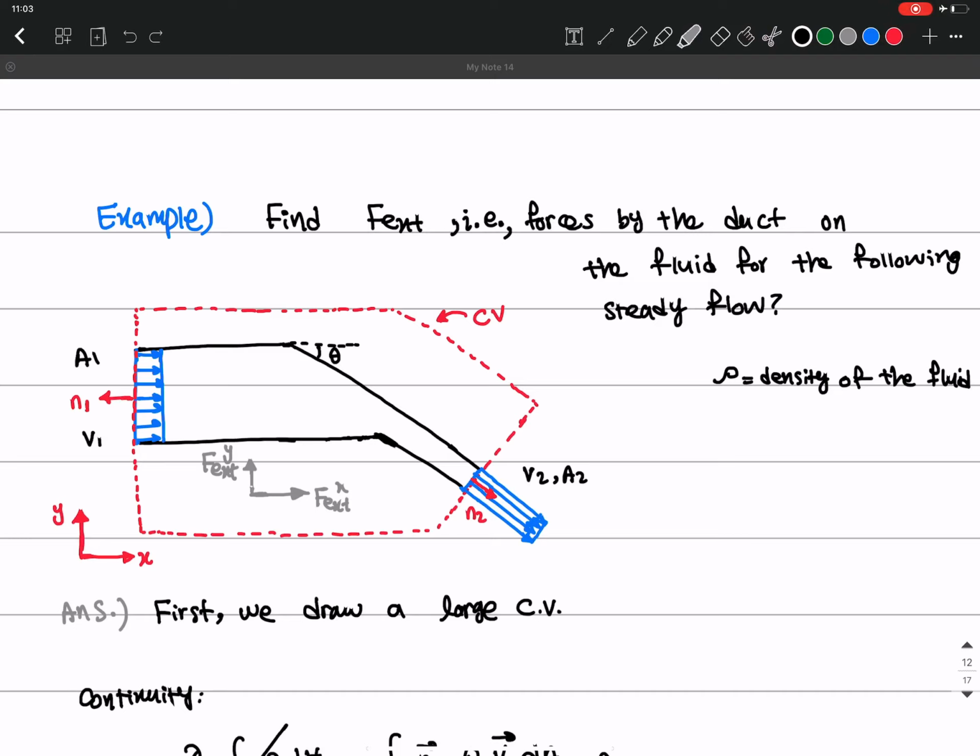Okay, so in the next lecture, I'm going to derive the momentum and continuity equations in differential form using the divergence or Gauss's theorem.